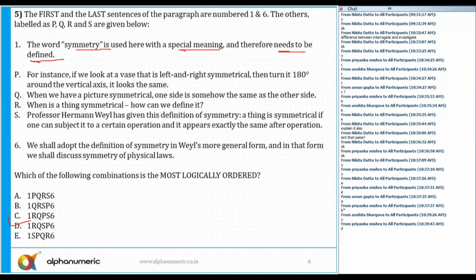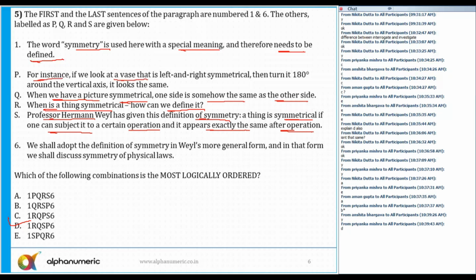Okay. The question is, when is a thing symmetrical? How can we define it? Because first we need to define it, then the question is, how can we define it? Then he tells you, when we have a picture symmetrical, one side is somehow the same as the other side. Now after that, he gives you the definition of a particular professor. Professor Hermann Weyl has given this definition of symmetry. And what is his definition? A thing is symmetrical if you can subject it to a certain operation and it appears exactly the same after the operation.